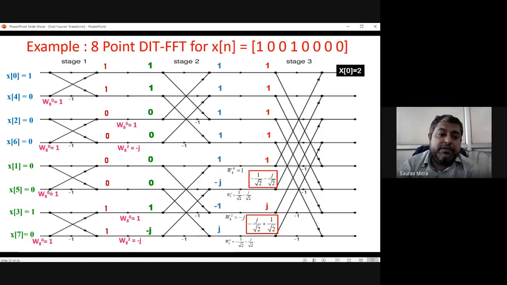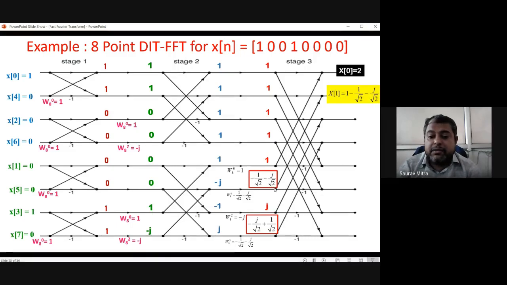How do you find x4? Where is x4? X4 is somewhere here. So x0, x1, x2, x3, x4. I'm again telling you that the input is in bit reversed form, but the output is in sequential form. And this is capital X, and this is small x. So this is x0. Then comes x1. How to find x1?